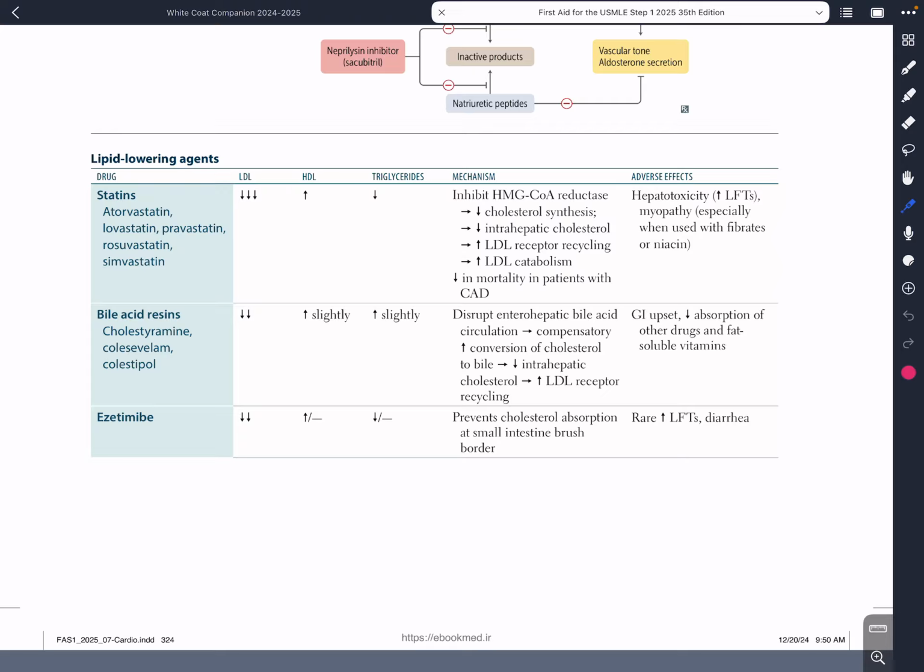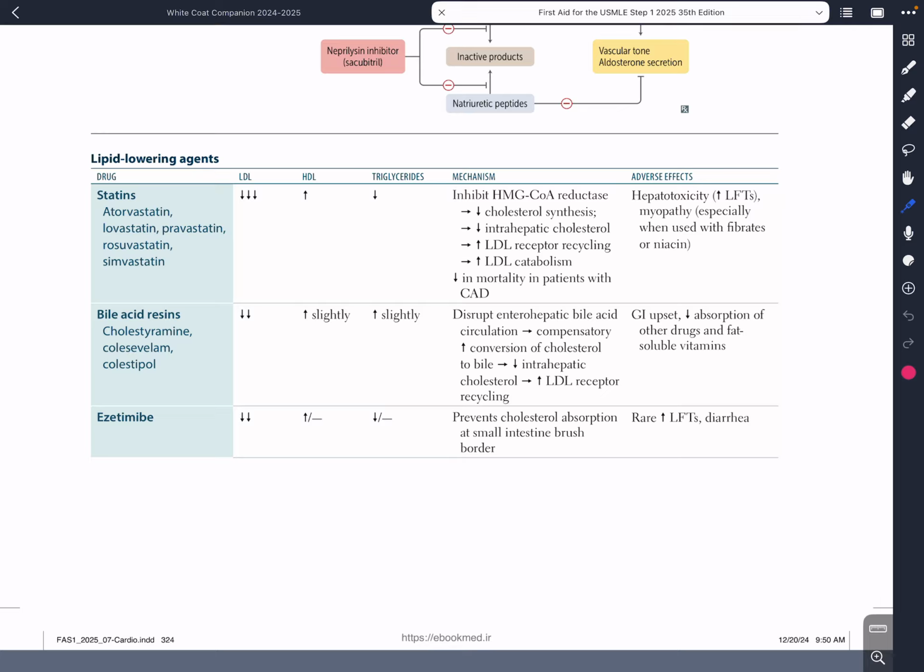And what are the side effects? Side effects of statins include hepatotoxicity; they increase LFTs. You can experience myopathy. In a clinical vignette, they would say that creatine kinase, CK, is increased. This means that the patient is experiencing myopathy secondary to the medication, though creatine kinase can also increase with excessive exercise. Myopathy is mostly seen when statins are given in combination with fibrates or niacin.